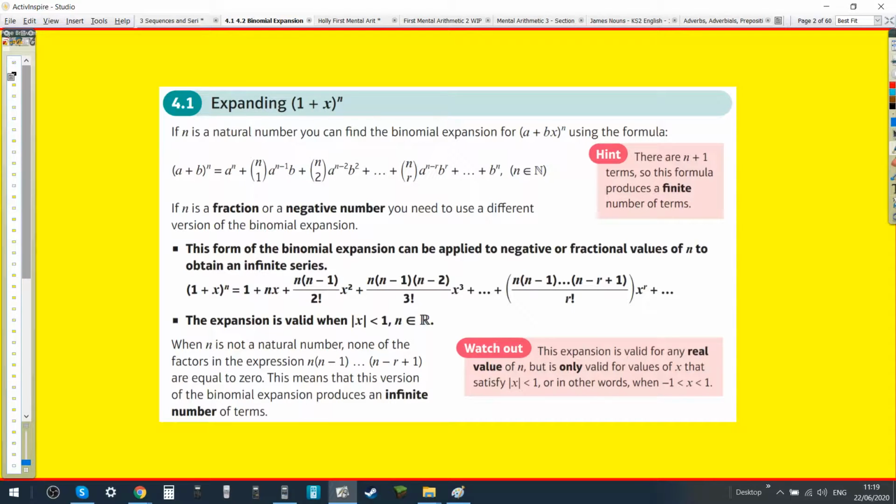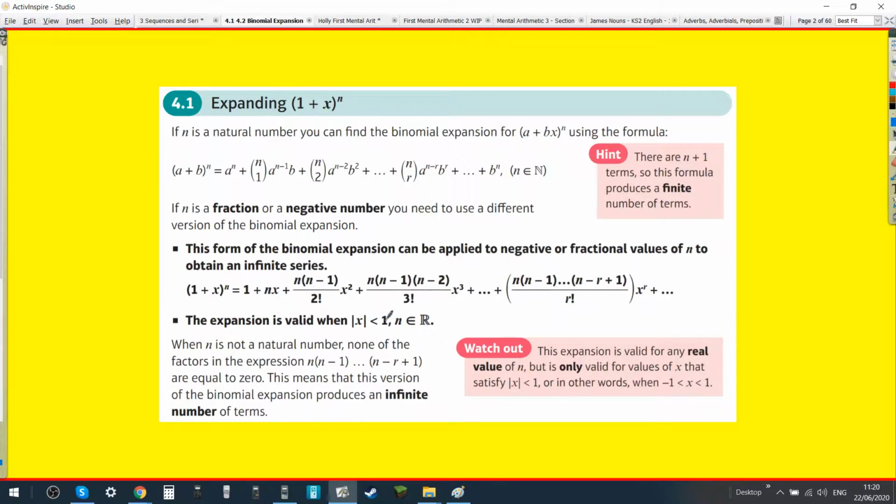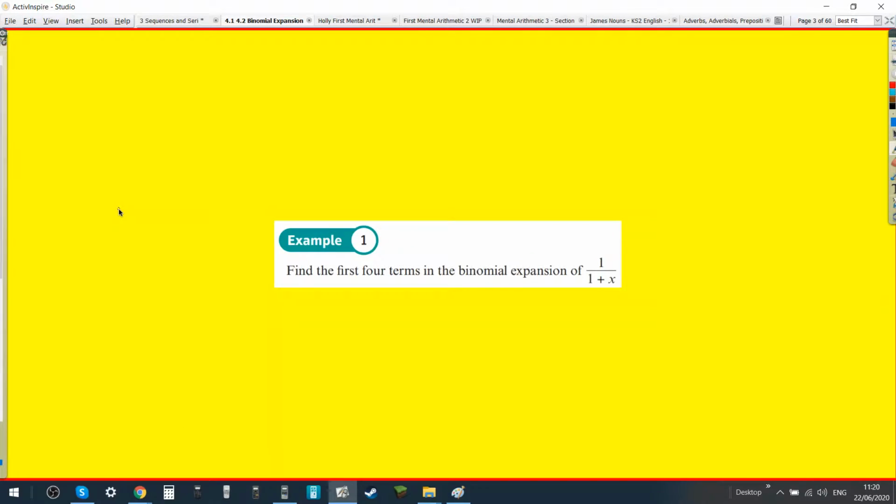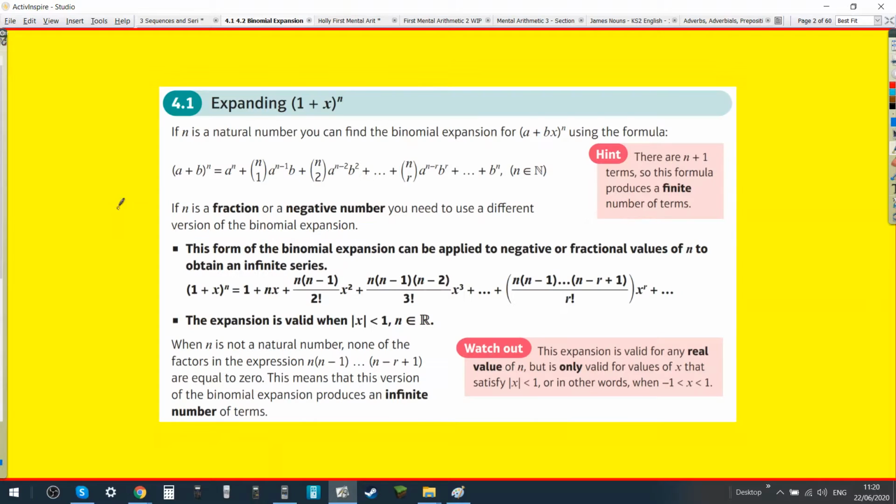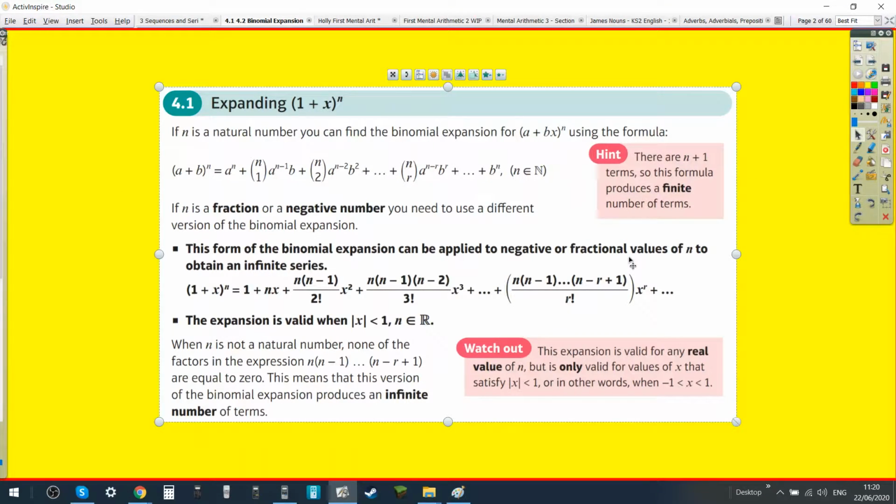So now you have a different type of binomial expansion, and you use this only when the magnitude of x is less than 1. So when x is between 1 and minus 1, basically when x is a fraction, you have to use a slightly different formula. And I believe this formula is given to you. Let me just chuck it up here.